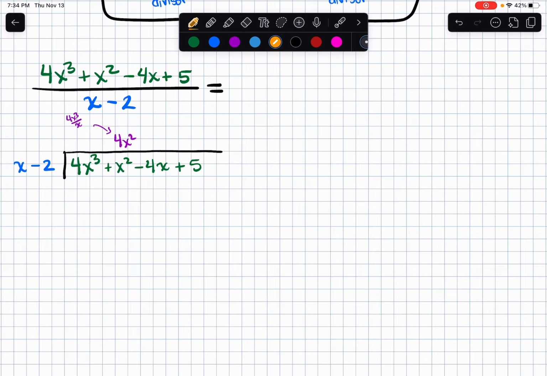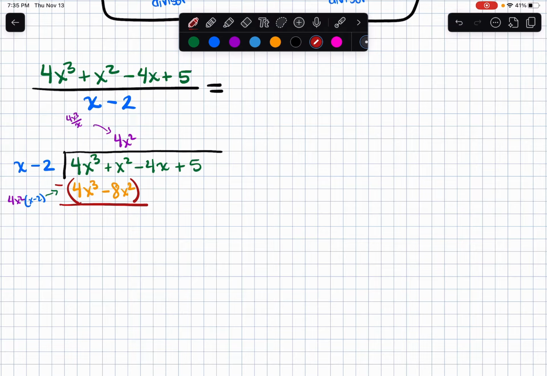But now I want to see how much is left over from the rest of the terms. So 4x squared times x minus 2 tells me, okay, based on what I have so far, I have used up 4x cubed minus 8x squared. And what I'm going to do is take that away from my dividend and see what I'm still left with. So when I take it away, my cubic term goes away.